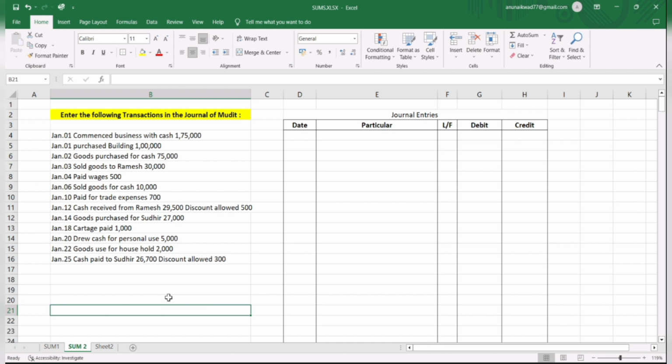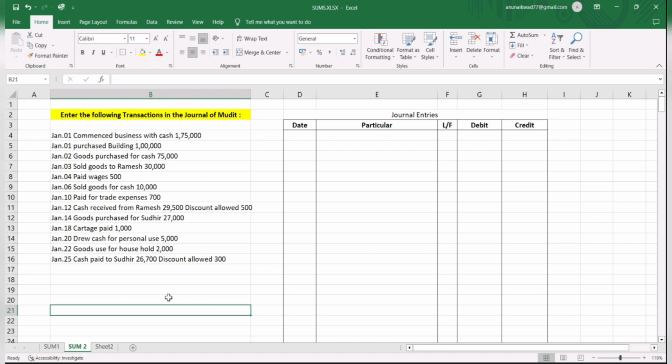Enter the following details in journal of Mudit. Jan 1 commenced business with 1,75,000. Again on Jan 1 purchased building 1 lakh. January 2 goods purchased for cash 75,000. January 3 sold goods to Ramesh 30,000. Jan 4 paid wages rupees 500. Jan 6 sold goods for cash 10,000. Jan 10 paid for trade expenses rupees 700.